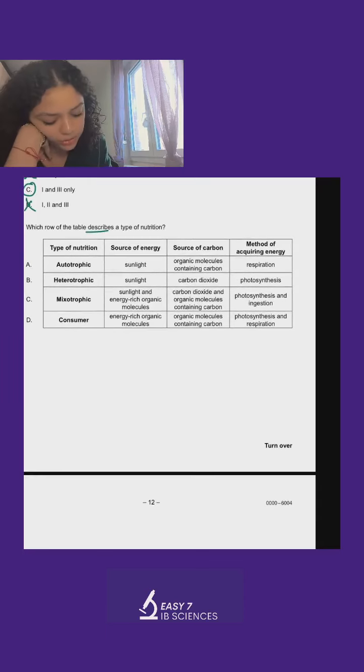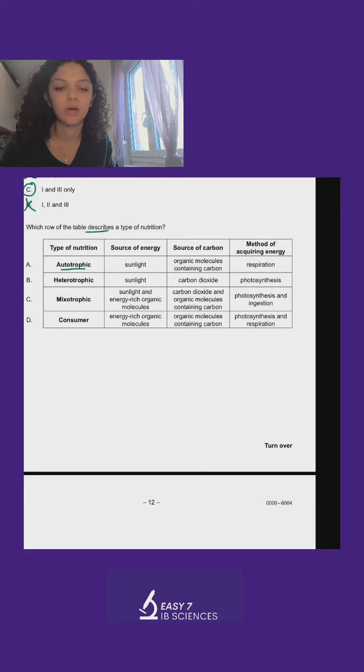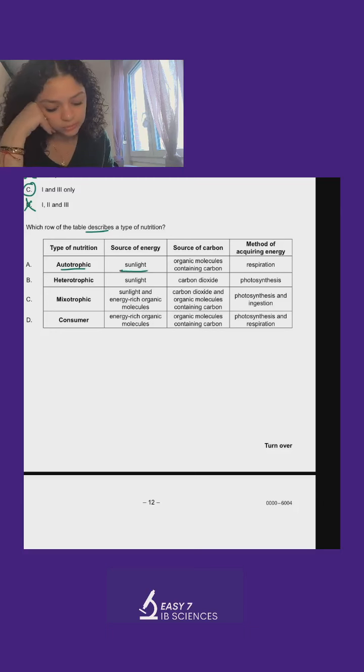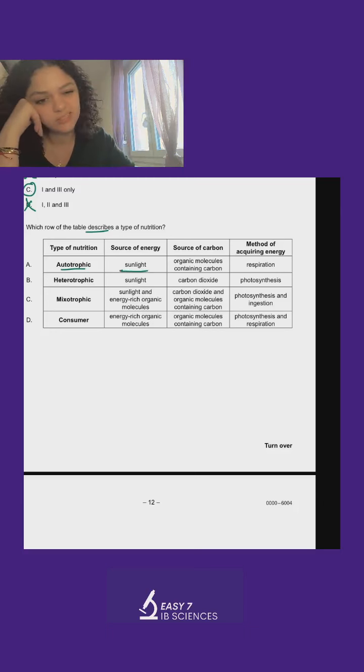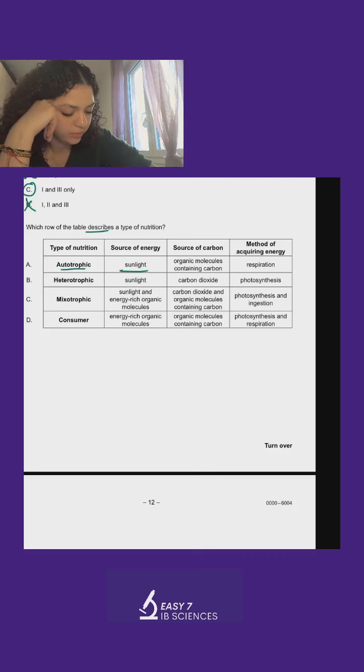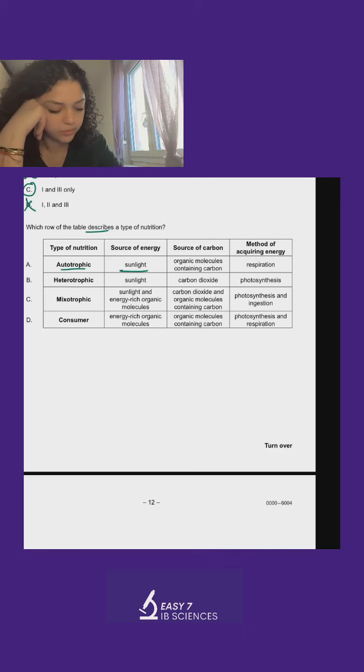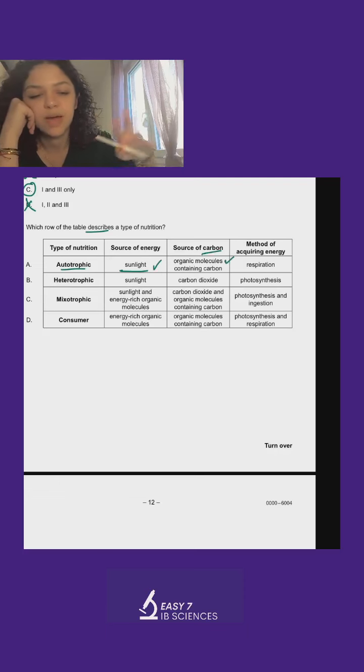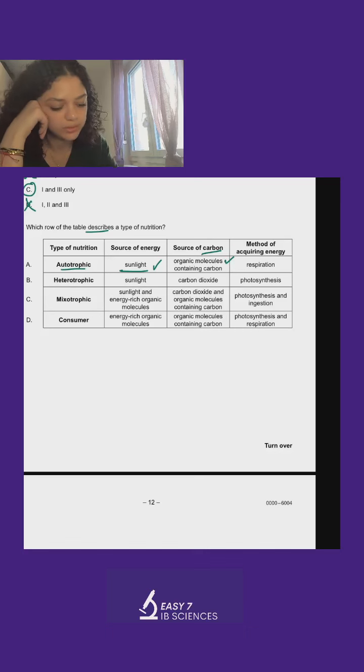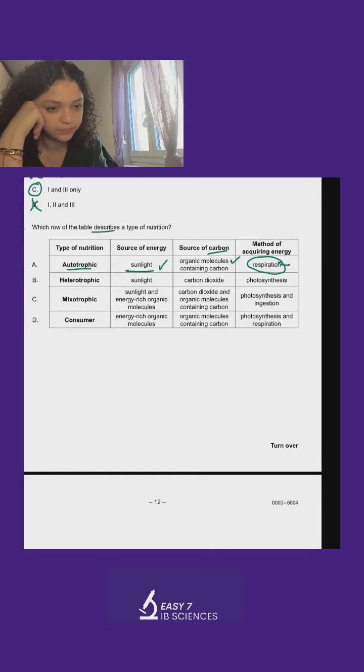Okay, let's look at the answer options. So autotrophic means that they create their own food source. The first thing I think of is plants. How do the plants create their own food source? They create it through the source of energy of sunlight. Okay, correct. The source of carbon, organic molecules. What is that organic molecule? Someone do some active recall and tell me. Method of acquiring energy. Is it called respiration or is it called photosynthesis? We know that it's actually photosynthesis, so it can't be A.